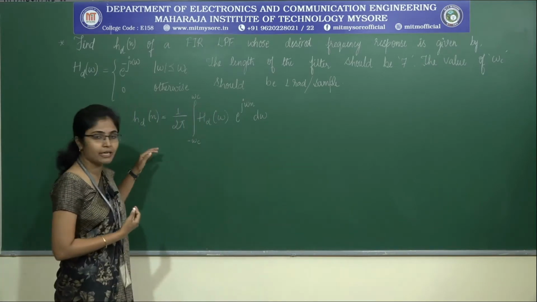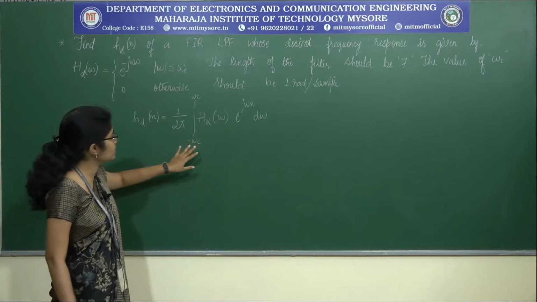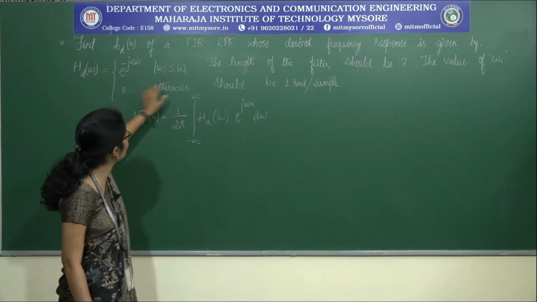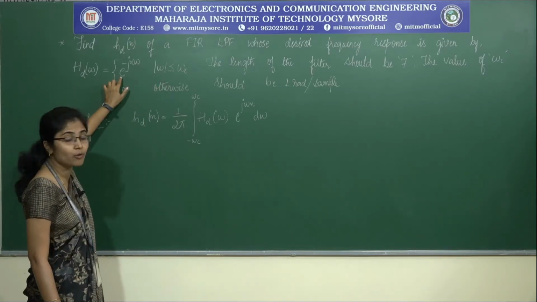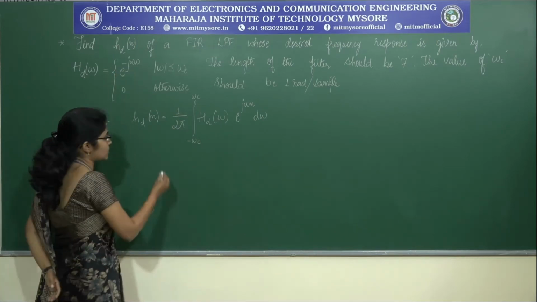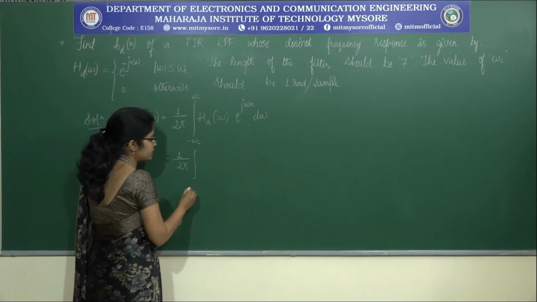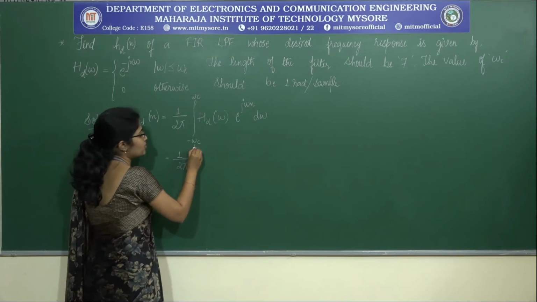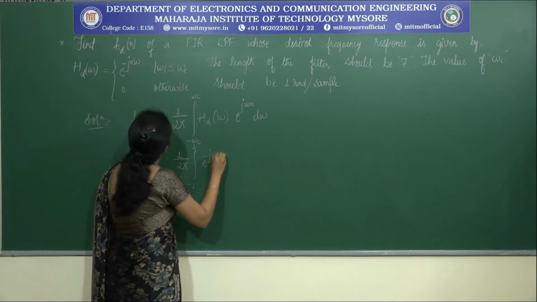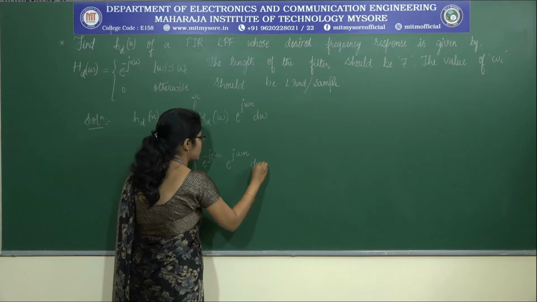Now, the value of omega c given is 1. Let me substitute that. Whenever the value of omega is less than or equal to omega c, the value of Hd of omega given is e power minus j alpha omega. Substituting both in this equation, hd of n will be equal to 1 by 2 pi integral from minus 1 to plus 1 of e power minus j alpha omega into e power plus j omega n into d omega.